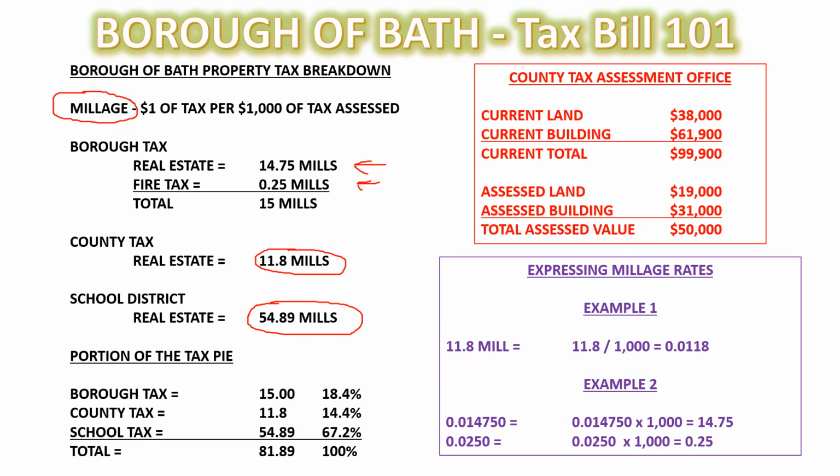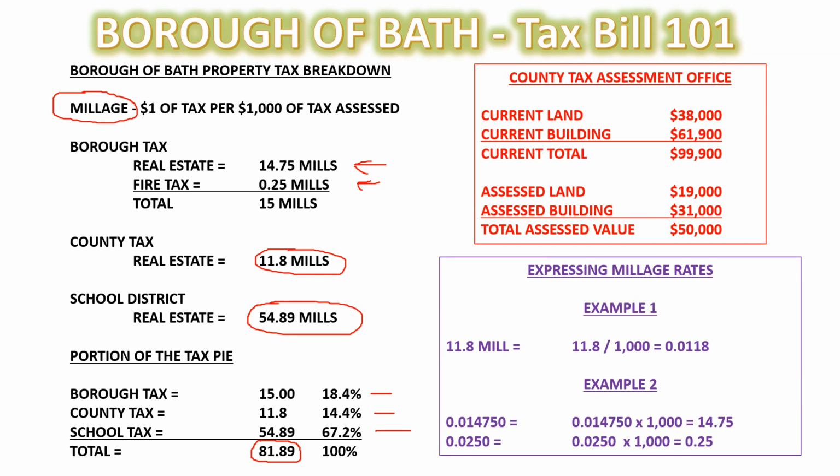So how does this break down in the total proportion of the tax pie? The Borough of Bath, as you see, has a 15 mil tax rate. That takes up 18.4% of the overall bill. Then we have county tax at 11.8, 14.4%. And then we have the school tax, which is the largest portion of the tax at 54.89, or 67.2%. So a property in the Borough of Bath will be paying a total tax liability of 81.89 mils. And that's how it's distributed: borough, county, school.